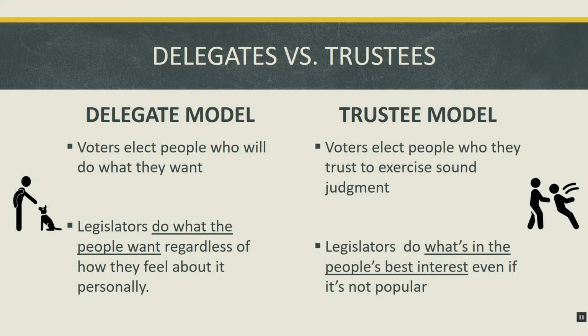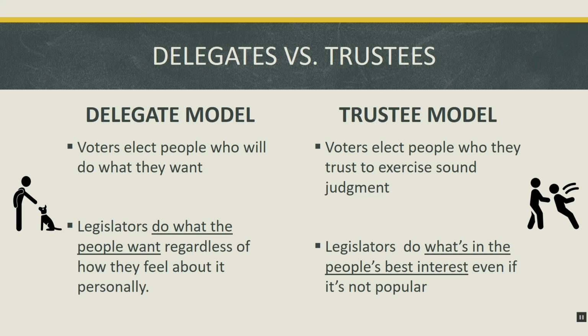Whereas in the trustee model, we don't elect people simply to speak for us when we aren't able to be there on our own. We elect people because we trust them. We trust their judgment. And we trust them to give us what we want or what we need, even if it's not necessarily popular. Because what we're going to discover is that most people can recognize that just because an idea is popular doesn't necessarily mean it's good.